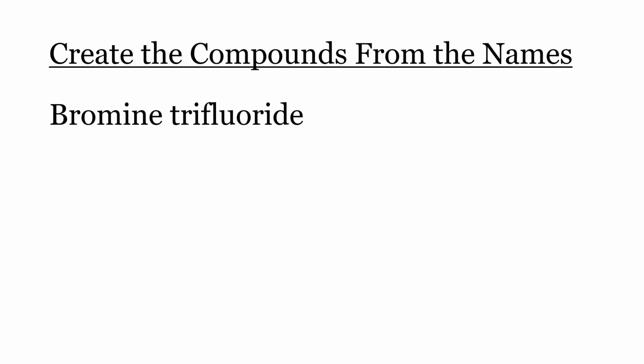Looking at our bromine trifluoride, again, no prefix out front. I assume this is 1. Our bromine symbol is our Br. So 1 bromine atom, trifluoride, tri being 3, fluoride being our fluorine, F. So 1 bromine atom, 3 fluorine atoms. Putting all this together, I get BrF3.